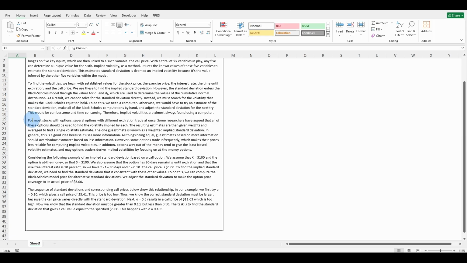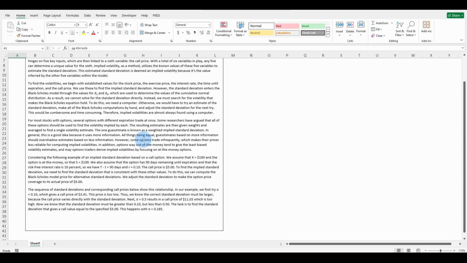For most stocks with options, several options with different expirations trade at once. Some researchers have argued that all of these options should be used to find the volatility implied by each. The resulting estimates are then given weights and averaged to find a single volatility estimate. The one guesstimate is known as a weighted implied standard deviation. In general, this is a good idea because it uses more information. All things being equal, guesstimates based on more information should overshadow estimates based on less information. The law of large numbers.